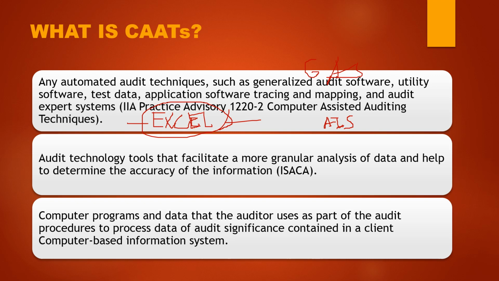So, ma-automate na siya. So, audit technology tools that facilitate a more granular analysis of data and help to determine the accuracy of the information. So, that is CAAT. And it is also a computer programs and data that the auditor uses as part of the audit procedures to process data of audit significance contained in a client computer-based information. Okay, so we can use that one in your Excel.